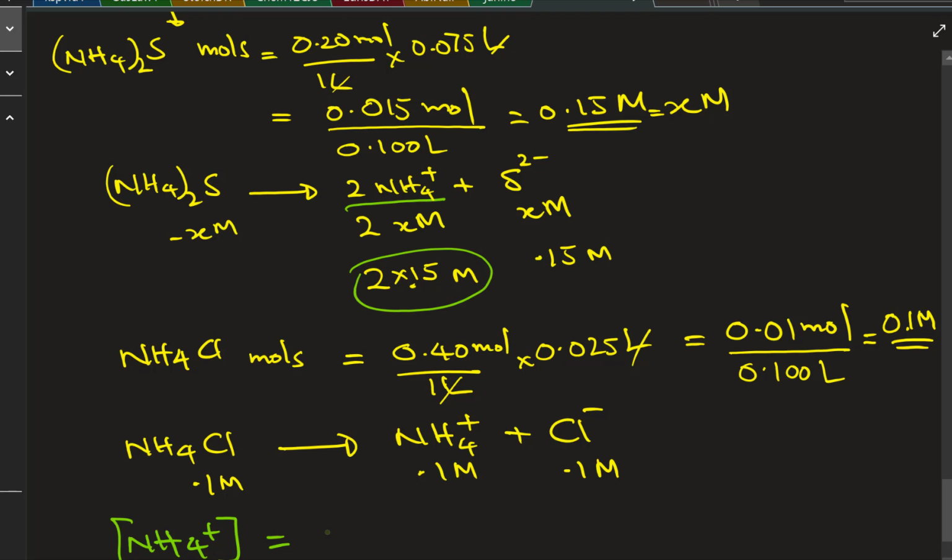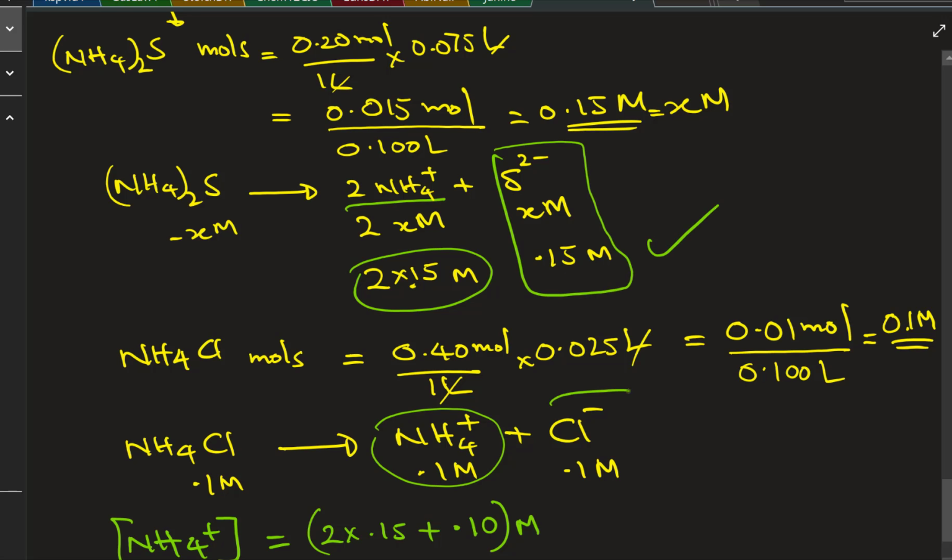Now we can add all the ammonium together from beaker A and beaker B. A gave you 2 times 0.15 and B gave you 0.1 molar. So add together, that's the total ammonium. But molarities, you simply add them together, right?